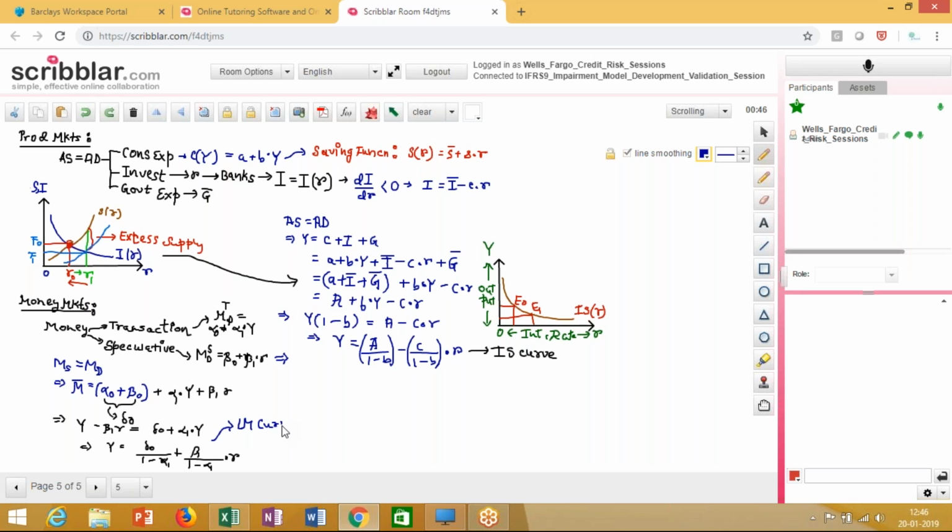So now over here in this money market, if I plot this relationship between the rate of interest and the output, you'll see the following.